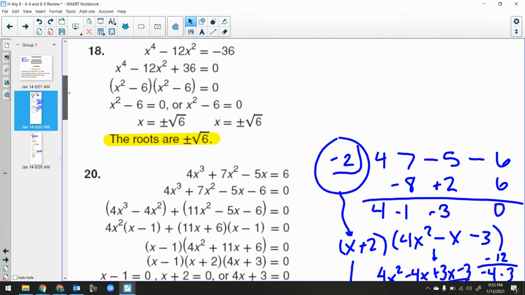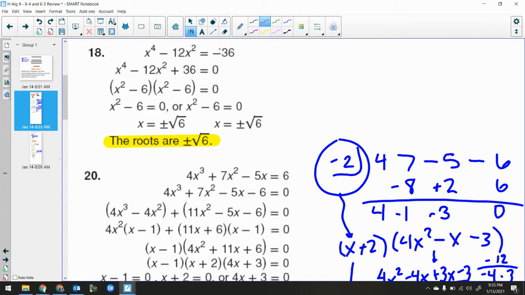All right, here's 18. Again, this one is where you'd add the 36 over to the other side, and then again, I would introduce a as x squared to be left with a squared minus 12a plus 36. Factor that down. That's (a minus 6) squared, which you can then put back into (x squared minus 6) squared. Watch out, 6 is not a perfect square, so you basically just set those equal to 0. Okay, so you add the 6 over to the other side, and then square root it. Do not forget the plus or minus radical 6. Okay, plus or minus radical 6.